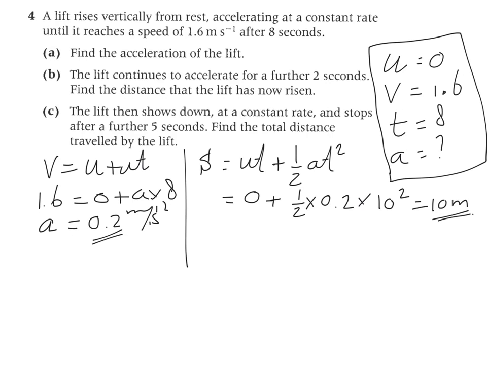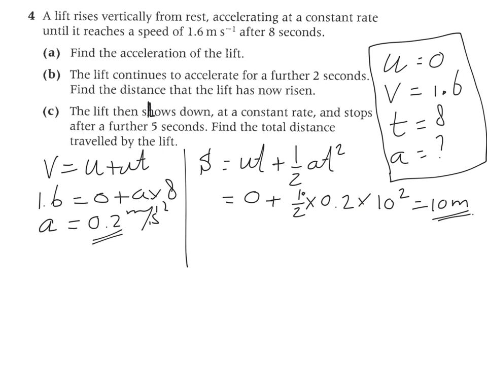Moving on to the last part, it says the lift then slows down, and I'm pretty sure that they mean slows down, at a constant rate, so a constant deceleration, and stops after a further 5 seconds. So after those 10 seconds in total, 8 and 2 seconds, it starts slowing down for a further 5 seconds. Find the total distance traveled by the lift. So I'm going to find now the distance in those last 5 seconds, and then I'll add it to 10 to find the total distance of the journey.